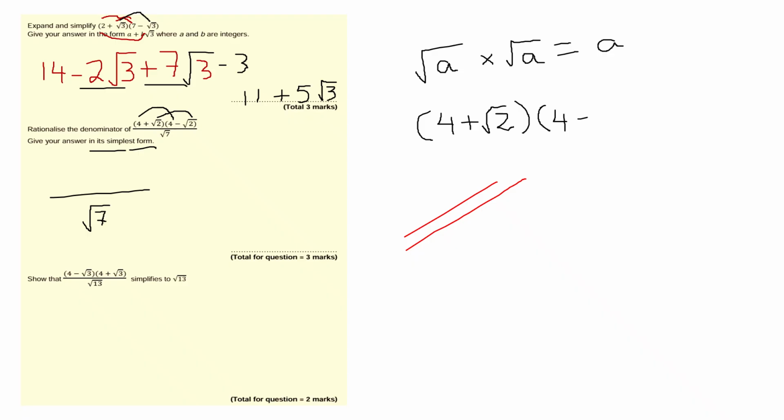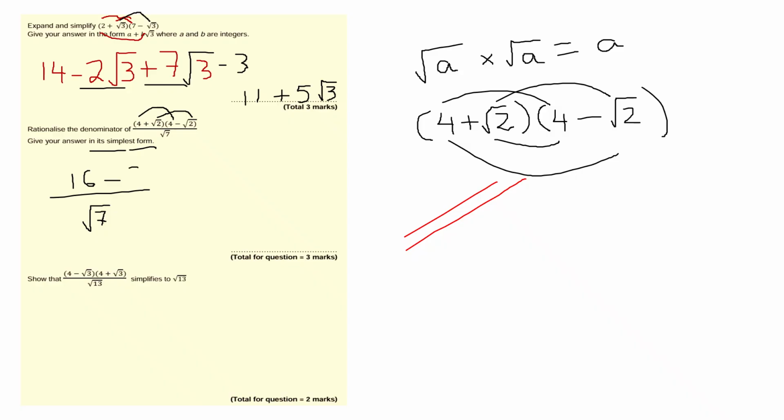But if you expand that, if you're unsure, you'll get 16, minus 4 lots of root 2 plus 4 lots of root 2, so they're going to cancel, and then root 2 times minus root 2 is minus root 4, which is going to be 2. So we have 16 minus 2 on the top, so we're going to have 14 over root 7.